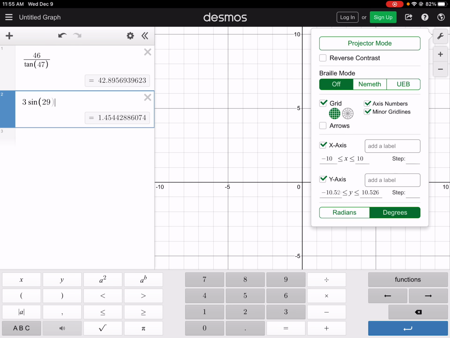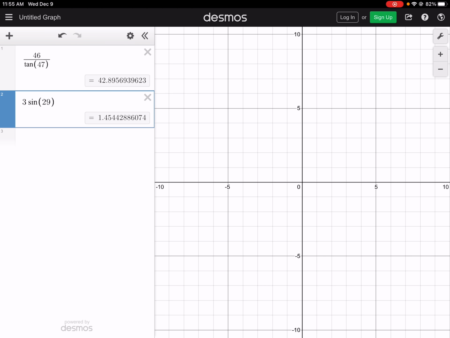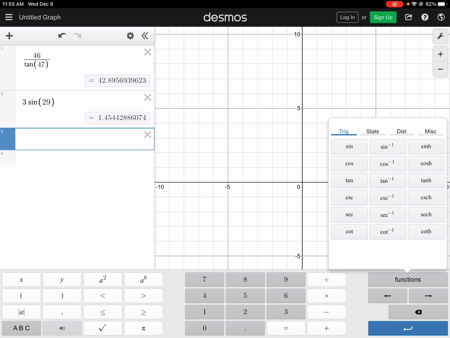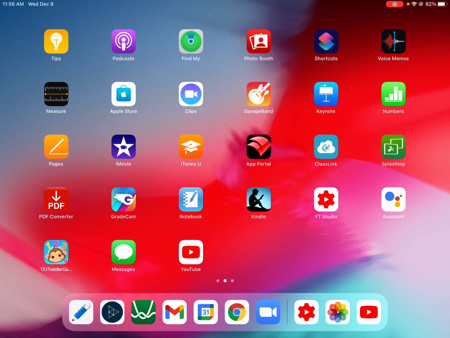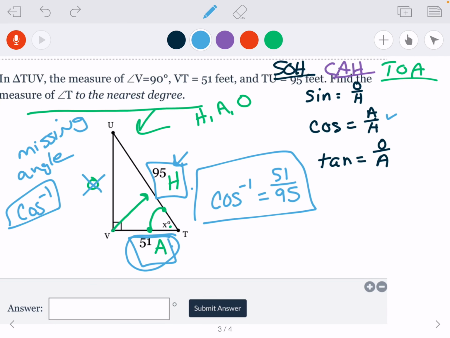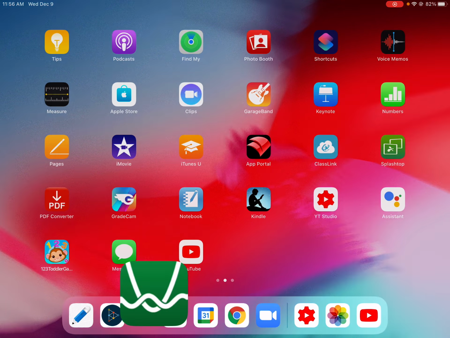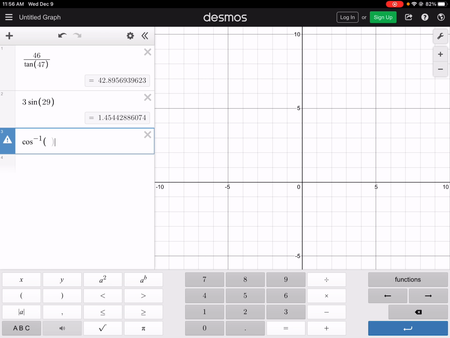So again, I'm making sure I'm in degree mode. So to get my cosine -1, I hit my functions. Select the cosine -1, and I forgot the numbers, so I got to go back. Memory gets bad when you get old. 51 over 95, so it's 51 divided by 95. So the answer here is 57.5.